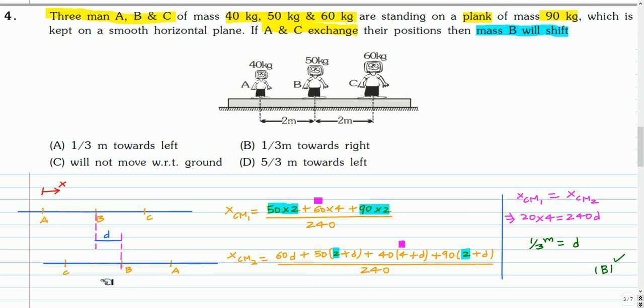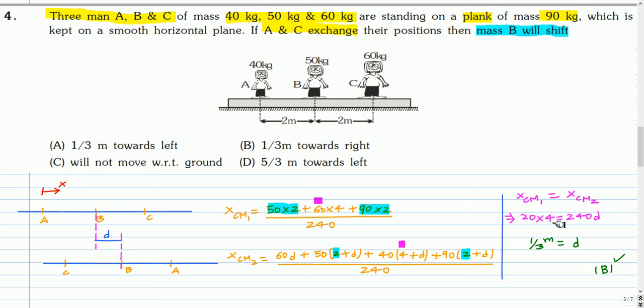Originally it was at a distance 2, now it will be at 2 plus d. And the position of center of mass will not move because there is no external force acting on the system. So equating these two, we can cancel 15 into 2 with this term, and 90 into 2 and this term will cancel, and 60 by 4 into 4 and 40 into 4 can be combined as 20 into 4 on the left side.